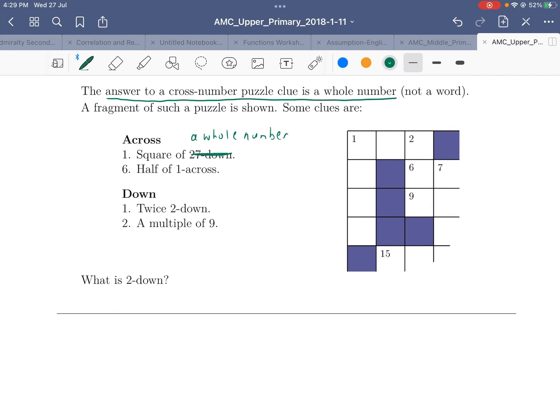And 6 across is half of 1 across. Alright, so make sure you keep in mind there's a mistake in this paper. 1 across is square of a whole number as per the Chinese translation. And 6 across is half of 1 across. Alright, what about down? 1 down itself is twice of 2 down. And 2 down is a multiple of 9.